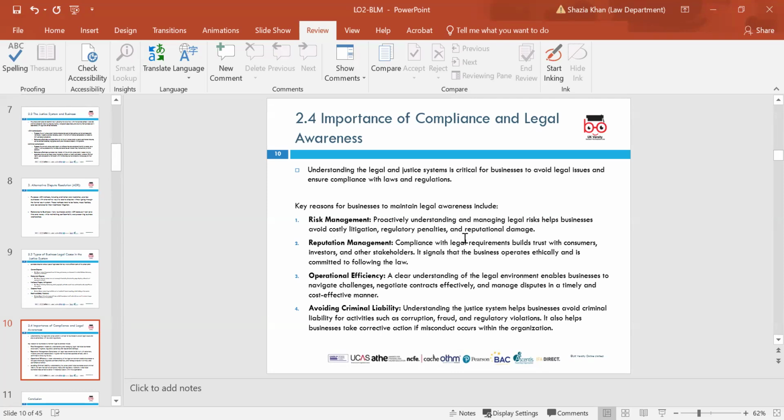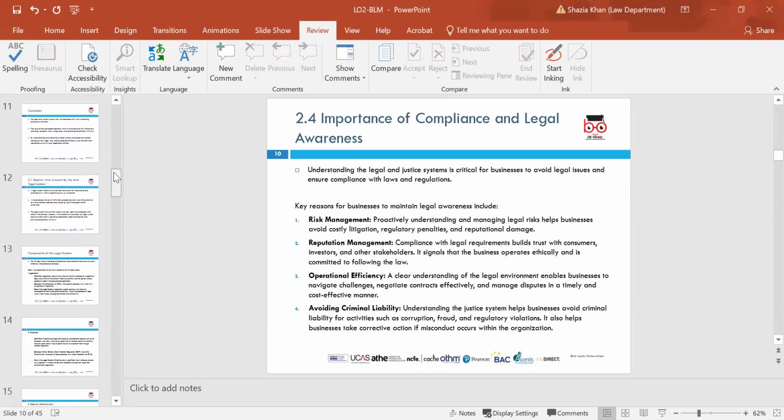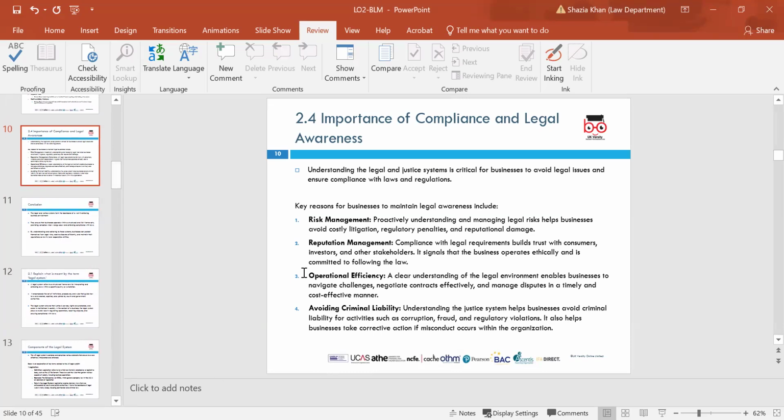business. Key reasons for businesses to maintain legal awareness: risk management, as we mentioned, understanding and managing legal risks; reputational management; compliance with legal requirements, making sure that you are taking on board what is identified and what the principles are; operational policy, making sure there's a clear understanding of the legal environment that enables businesses to navigate the legislation; and avoiding any sort of criminal liability, making sure that you are following the legislation to avoid issues of fraud or regulatory violations and any elements of corrective action that needs to be taken.